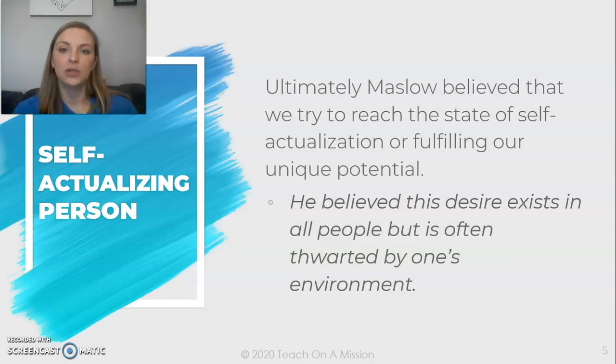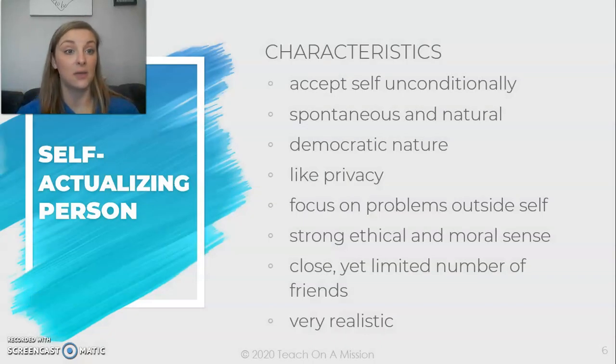And let's talk about self-actualization. Ultimately, what Maslow said is that we try to reach our unique full potential. He believed that we all have this desire, but not everyone has the ability to reach their full potential because of their environment. So we all want to reach self-actualization, however, we might not be able to get there because of the environment that we are in. Some of the characteristics of a self-actualizing person are that they're accepting of themselves unconditionally, they are spontaneous, they are democratic, they like to be private, they focus on problems that are greater than themselves, they have a strong ethical and moral sense, very close but limited number of friends, and they're realistic. So these are the characteristics of someone that would be self-actualized.